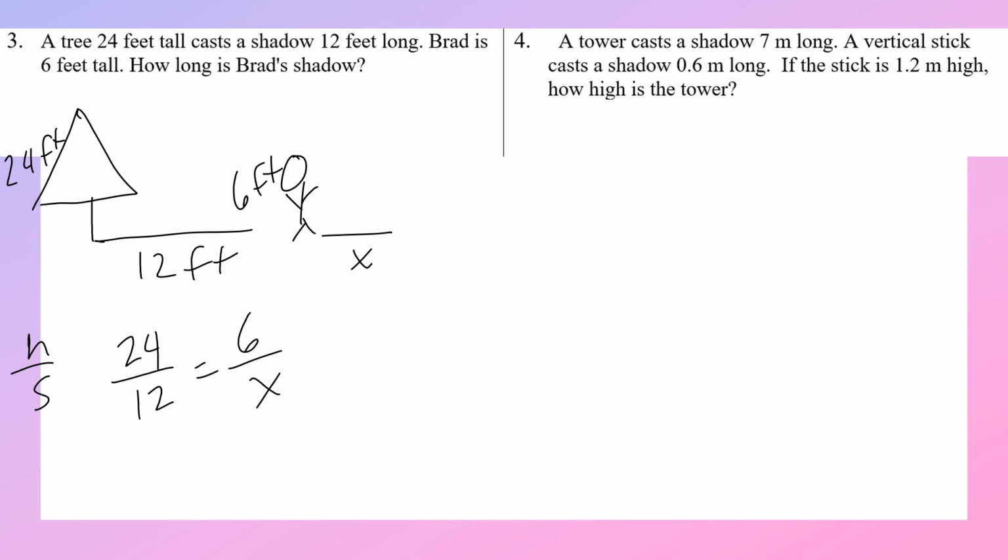Cross multiply. 24x equals 72. 12 times 6 is 72. You divide both sides by 24, and you get x equals 3 feet.